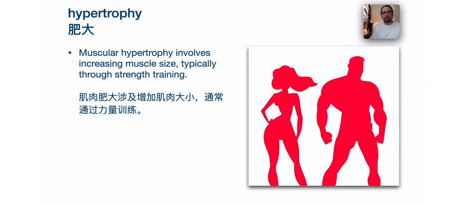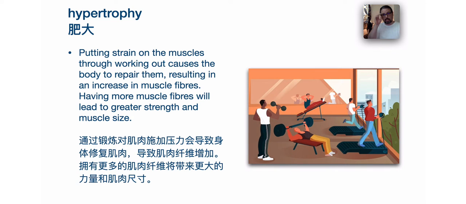And the next word is hypertrophy. Muscular hypertrophy involves increasing muscle size, typically through strength training. So it's a physiological process by which, when we put strain on the muscle through working out, strength training, resistance training, this causes tears in the muscle, and that muscle needs to be repaired by the body with adequate nutrition. The muscle can increase in size, an increase in the muscle fibers.